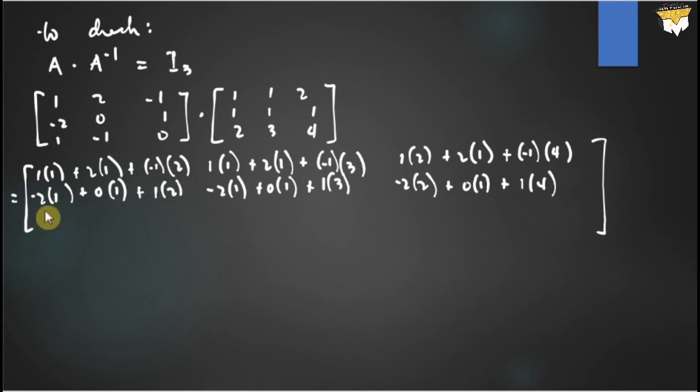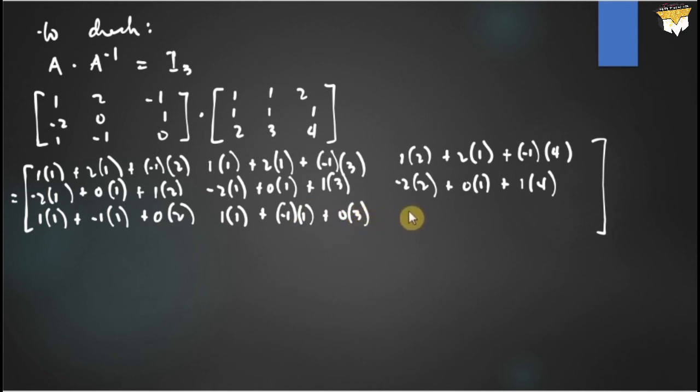Okay, then next we have 1 times 1 plus negative 1 times 1 plus 0 times 2. Then 1 times 1 plus negative 1 times 1 plus 0 times 3. Then, 1 times 2 plus negative 1 times 1 plus 0 times 4.